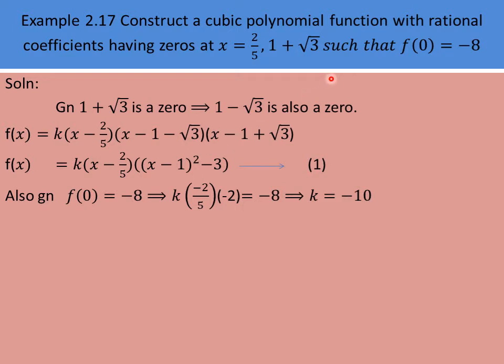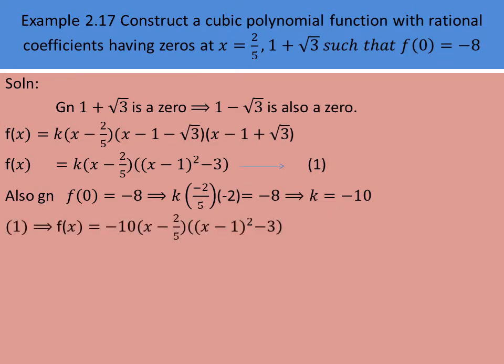And it is also given f of 0 is equal to minus 8. So f of 0 is equal to minus 8 means replace x by 0 here. So k into, when we replace x by 0, you'll get minus 2 by 5. Here minus 1 the whole square is 1. 1 minus 3 means minus 2 you'll get. Then this minus into minus plus, okay, and we'll get 4. On both the sides you can cancel 4. So you'll have 1 minus 2 here. And when you cross multiply it, you'll get minus 10.